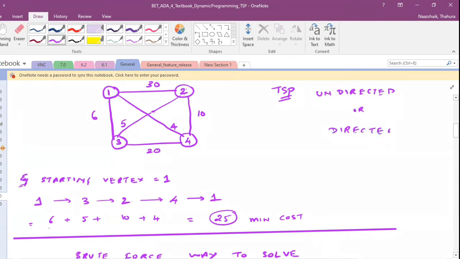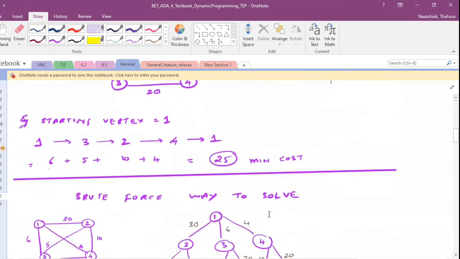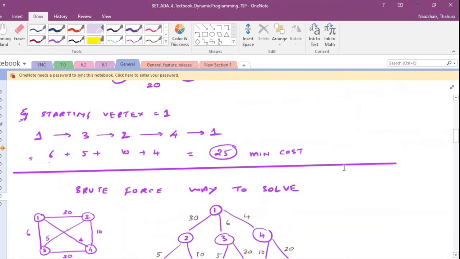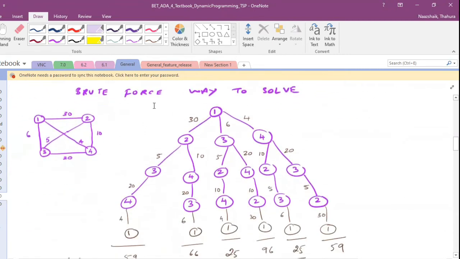In your textbook, there are 2 examples. This is example number 1, which is undirected. There's another example which is directed. So here, this is the cost. Okay. So I'll show one way of solving this, which is like a brute force way, but this is not dynamic programming. If somebody asks you to solve traveling salesman via dynamic programming, this is not how you solve it. So please be clear with that.